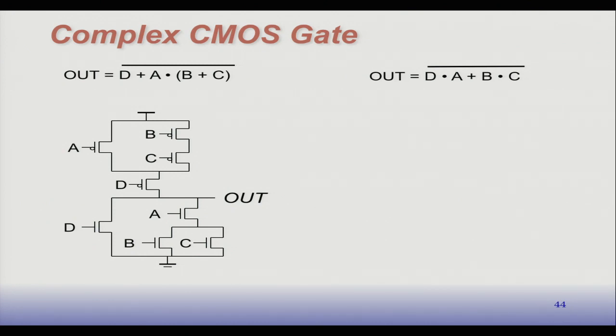And then the pull-up is just the dual of that. And you can get the dual of that very simply by just replacing the ORs with the ANDs, right? So here D is in parallel with everything else. Here D is in series with everything else. Here A is in series with B and C. Here A is in parallel with B and C. And B and C here are in parallel, and here are in series. Right? So that forms the dual network. And that property guarantees what I said at the beginning, that either this is conducting or this is conducting, but never both at the same time.